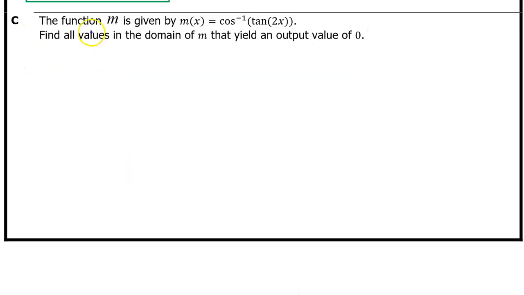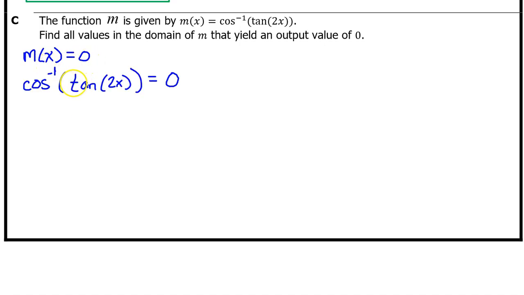Part C. Function m is given by m of x equals arc cosine of tangent 2x. Find all values in the domain of m that yield an output value of 0. Finding values in the domain of m that yield an output value of 0 means setting m of x equal to 0 and solving. So we need to solve the equation arc cosine of tangent 2x is equal to 0.